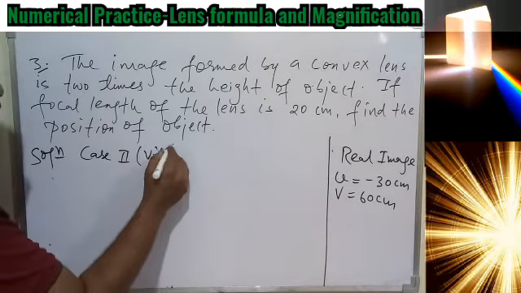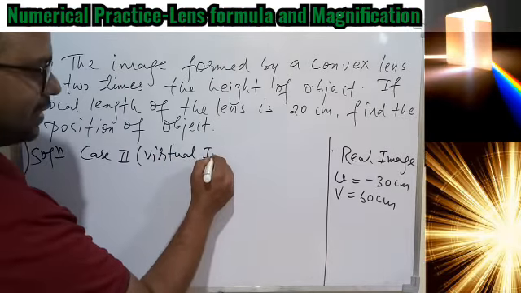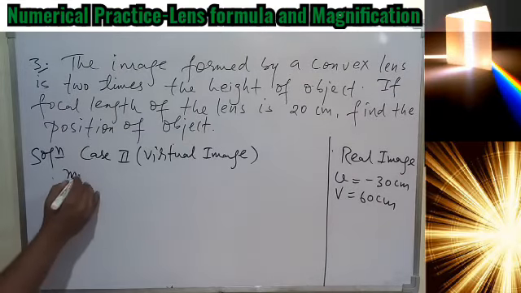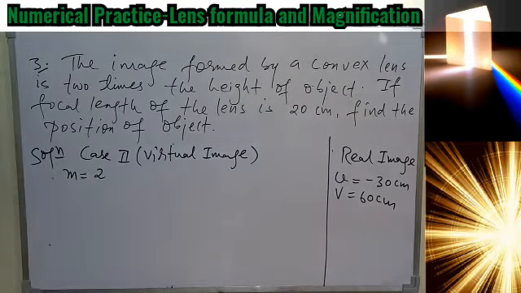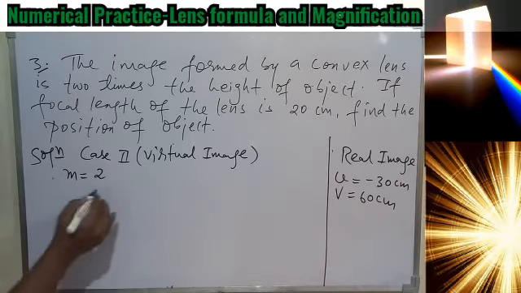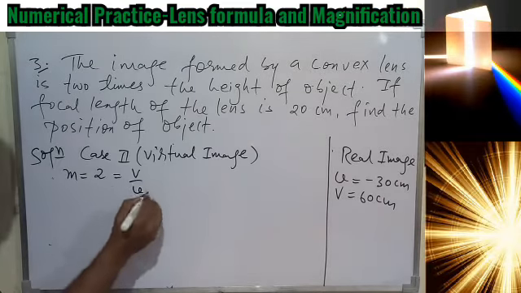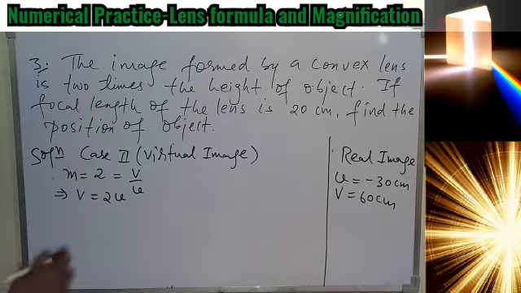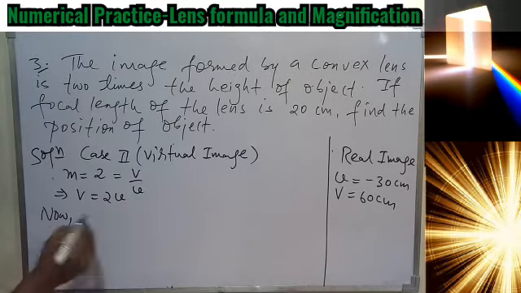When the image is virtual, because even a virtual image is magnified in the case of the convex lens, the magnification will become plus 2 now. That was minus 2 in the previous case because it was real. This is virtual, and that will be equal to v upon u. So we can say v is equal to 2 times u. Now let's apply the lens formula.